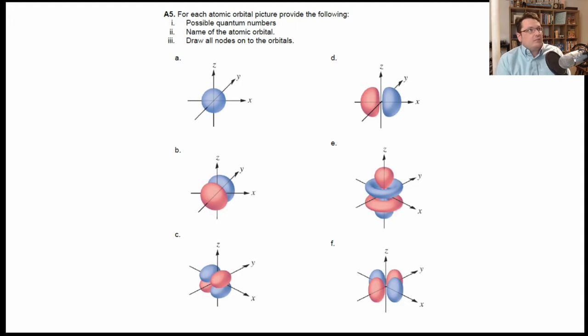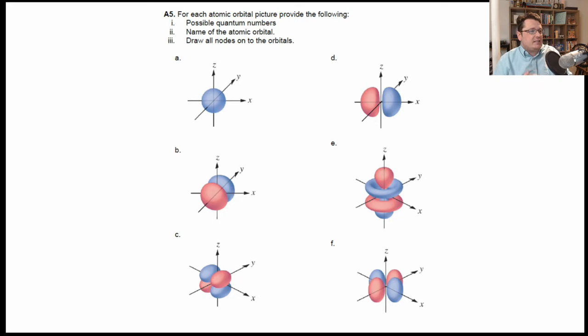So with all of that said, let's go through it. Looking at this right here, we can see we simply have a ball. It's centered in the middle. We don't have any lobes. There's no phase, no changes in colors, no phase changes that happen.